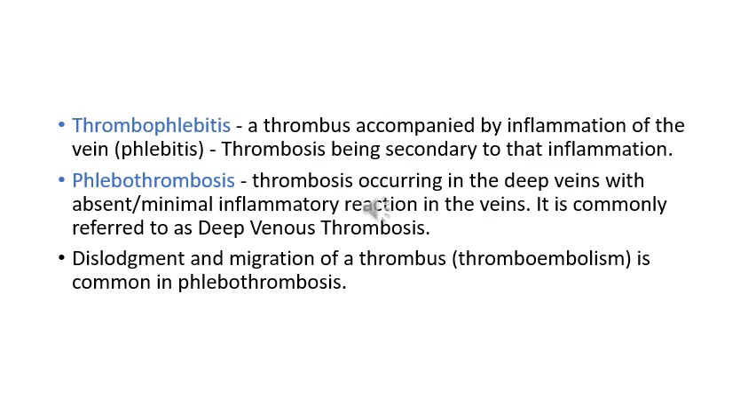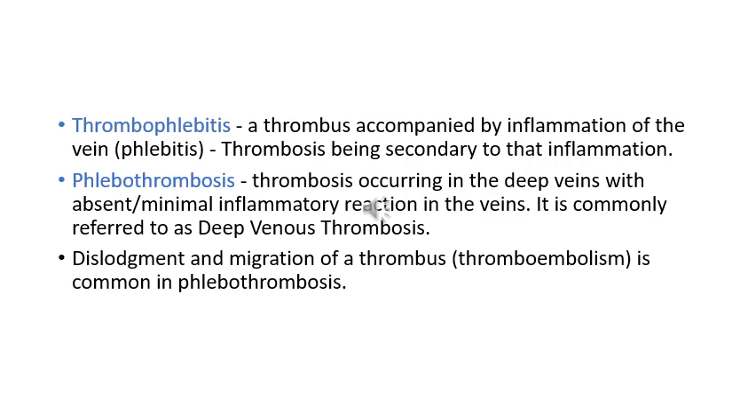Whereas phlebothrombosis is a condition that occurs in the deep veins with minimal or absent inflammatory reaction in the veins. The most common type is called deep venous thrombosis, a major type of phlebothrombosis. And usually pulmonary embolism is commonly seen in phlebothrombosis, because this has the most chance of detaching and becoming an embolus.